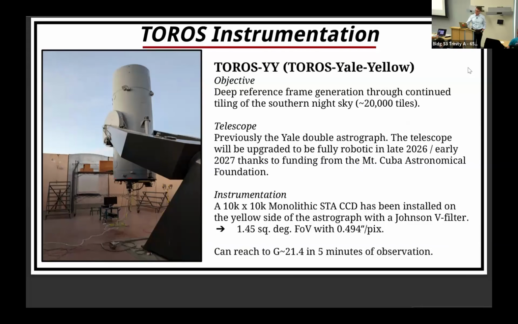So this telescope is equipped with a 10K by 10K monolithic CCD, which has about a 1.5 square degree field of view. So we're able to do sort of wide field tiling of the sky. So far, we've shown that we got down to about 21.5 in G in about 5 minutes.